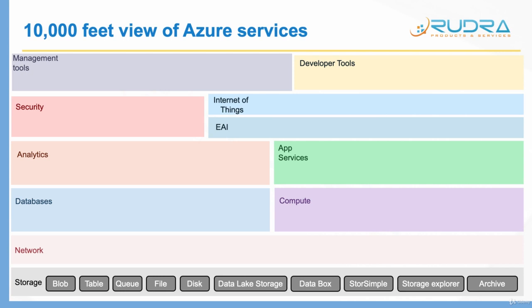And the next thing is StorSimple. StorSimple is an integrated storage management solution that will manage the storage tasks between on-premise and cloud. Basically, it's a company that was acquired by Microsoft, and Microsoft is offering that service as part of Azure. And the next thing is Storage Explorer. It's basically a desktop tool in order to manage your storage within Azure.